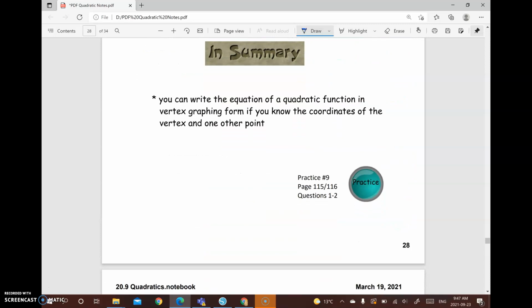So here are some key notes. You can write the equation of a quadratic function in vertex form if you know the coordinates of the vertex and one other point.